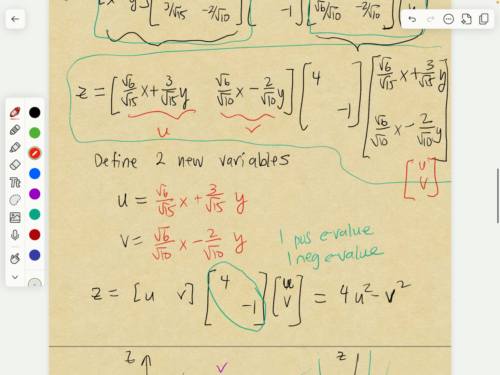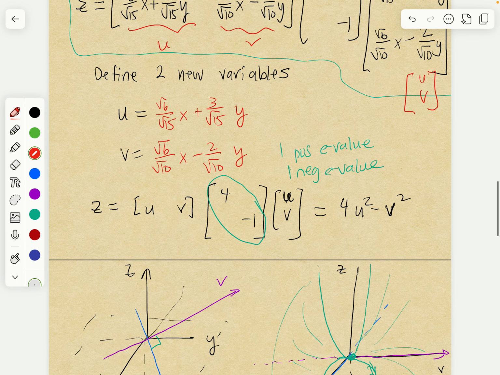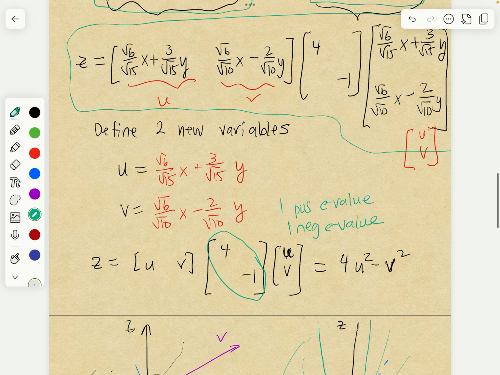And when you do that, the point is that you have this diagonal matrix lambda here. This was a diagonal matrix. And so you end up going back to where you were before, where you had something of the form a u squared plus b v squared. And depending on the values of a and b, those are the eigenvalues. Lambda 1 u squared plus lambda 2 v squared.